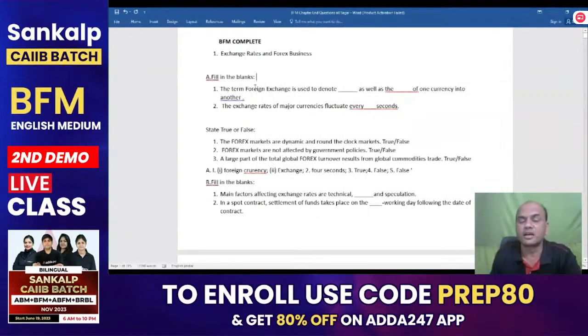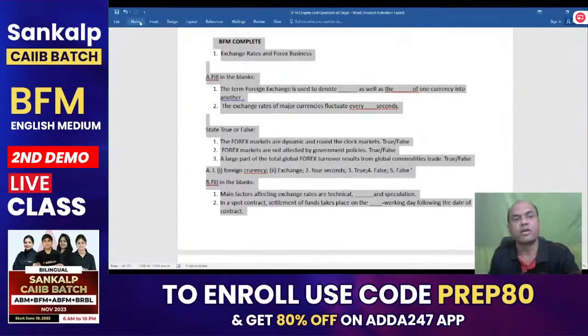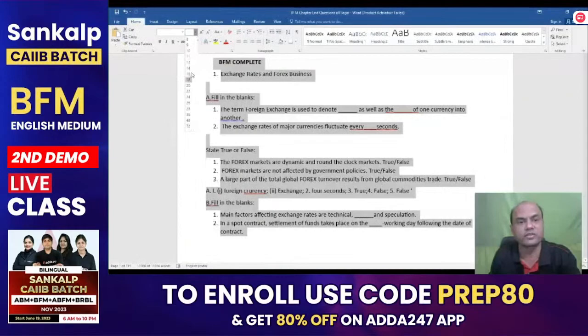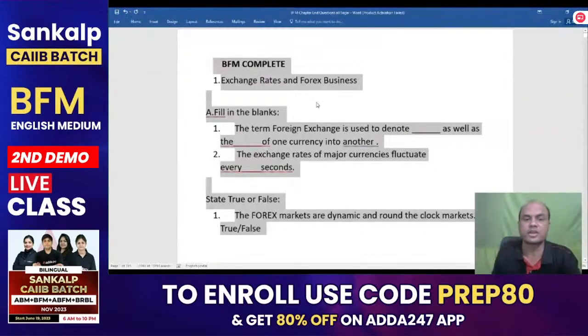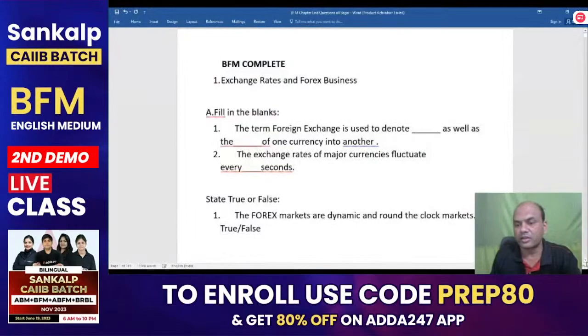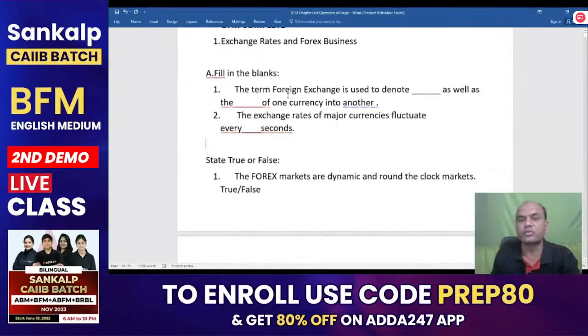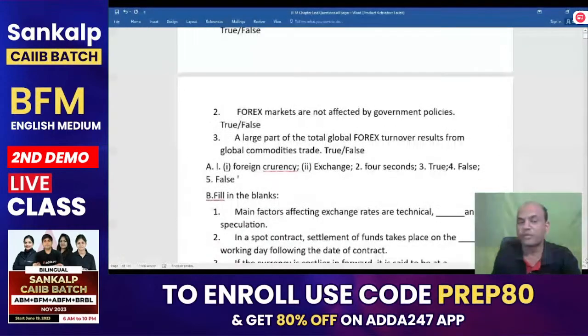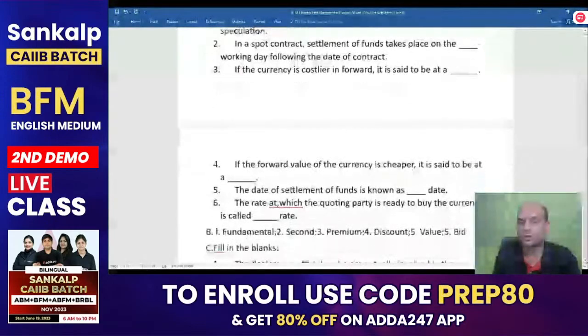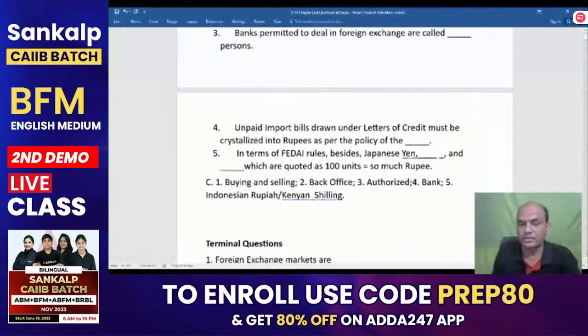Can you see this? Everyone, are you able to see this? Let me expand this. Now this is okay. Now let's do the revision. The term foreign exchange is used to denote dash as well as the dash of one currency into another. So the term foreign exchange is used to denote what? See here, I have given the answers also over here. You see the answers, they are below.